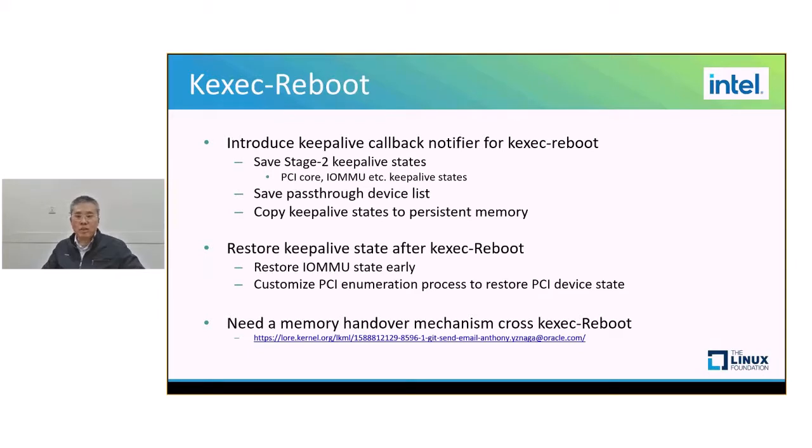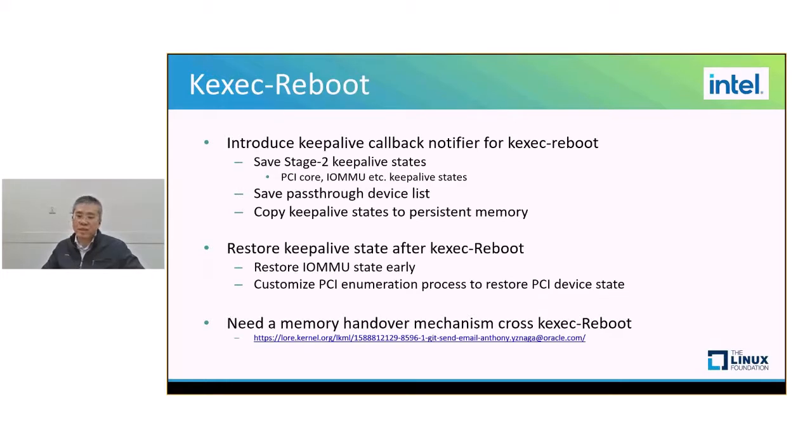Kexec-Reboot procedure also needs some modifications. We introduce a Keepalive callback notifier before Kexec-Reboot happens, where the stage 2 Keepalive states can be preserved, and all the Keepalive states can be copied to the persistent memory to pass to the new kernel. After the new kernel starts to boot, all the Keepalive states will be copied back from the persistent memory so that device states can be restored.